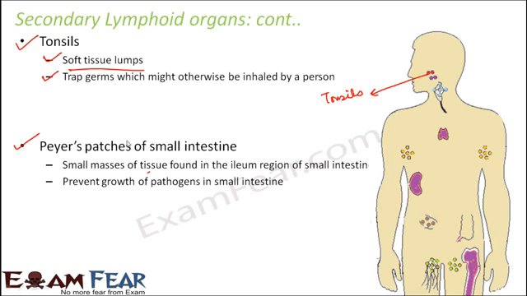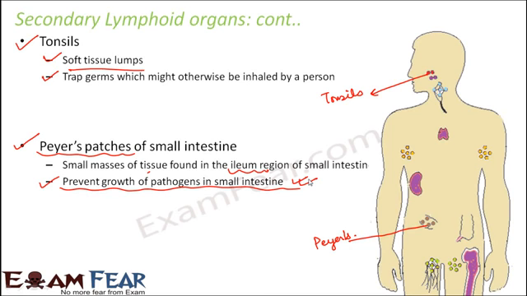The last secondary organ is the Peyer's patches of small intestine. Now what are these Peyer's patches? Patches means the small masses of tissues. So these are small masses of tissue which are present in the small intestine. So here you can see these are the Peyer's patches of small intestine. Now they are present in the ileum region of small intestine. If you remember, small intestine has three parts: duodenum, jejunum and ileum. So these tissues are present in the ileum region, and they prevent the growth of pathogens in the small intestine. That is their purpose.